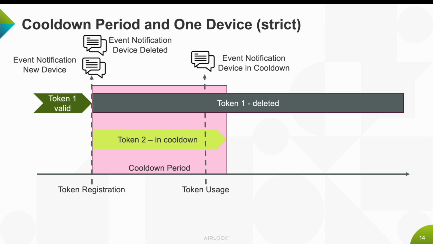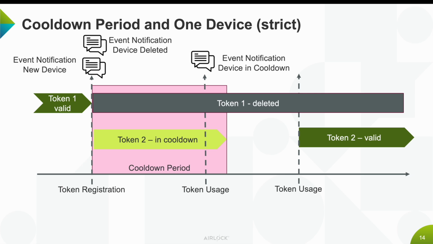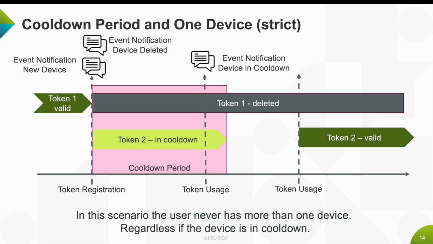If we're using the token during the time period, then the event notification device in cooldown makes probably a lot more sense, because you now can tell the user, hey, you're using a device that's in cooldown, and that's why we're not getting access to the full functionality. Once we're out of cooldown period, then token 2 is valid. Token 1 was already deleted a long time ago. In a nutshell, in this scenario, the user really never has more than one device, and we don't care whether the other devices are in cooldown or not.